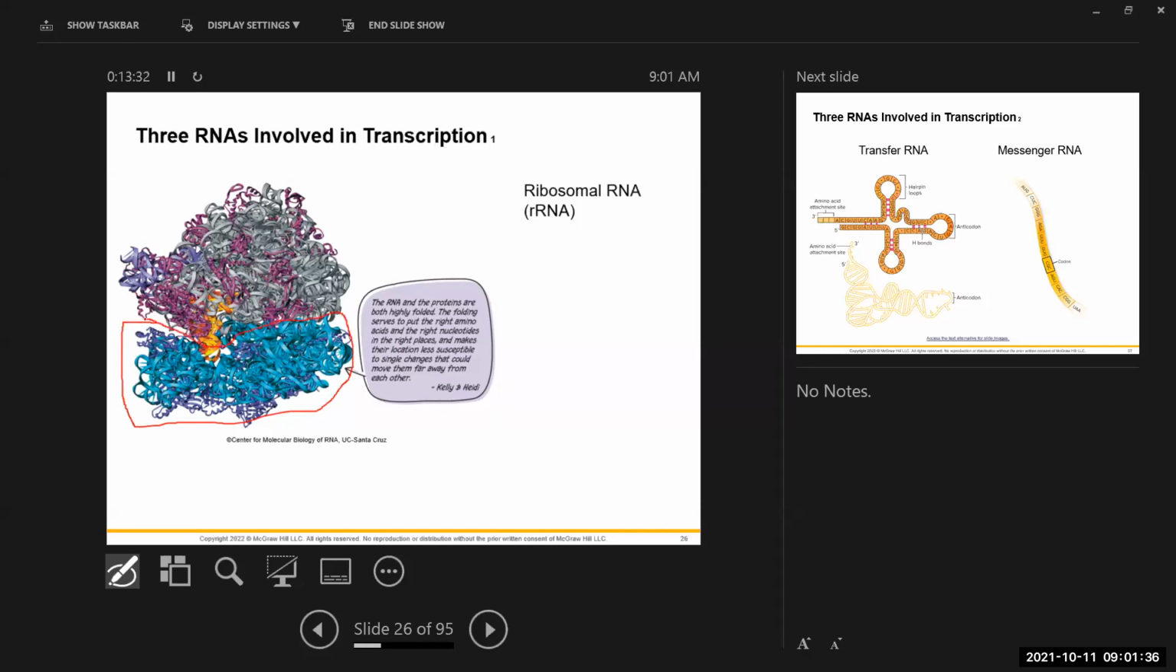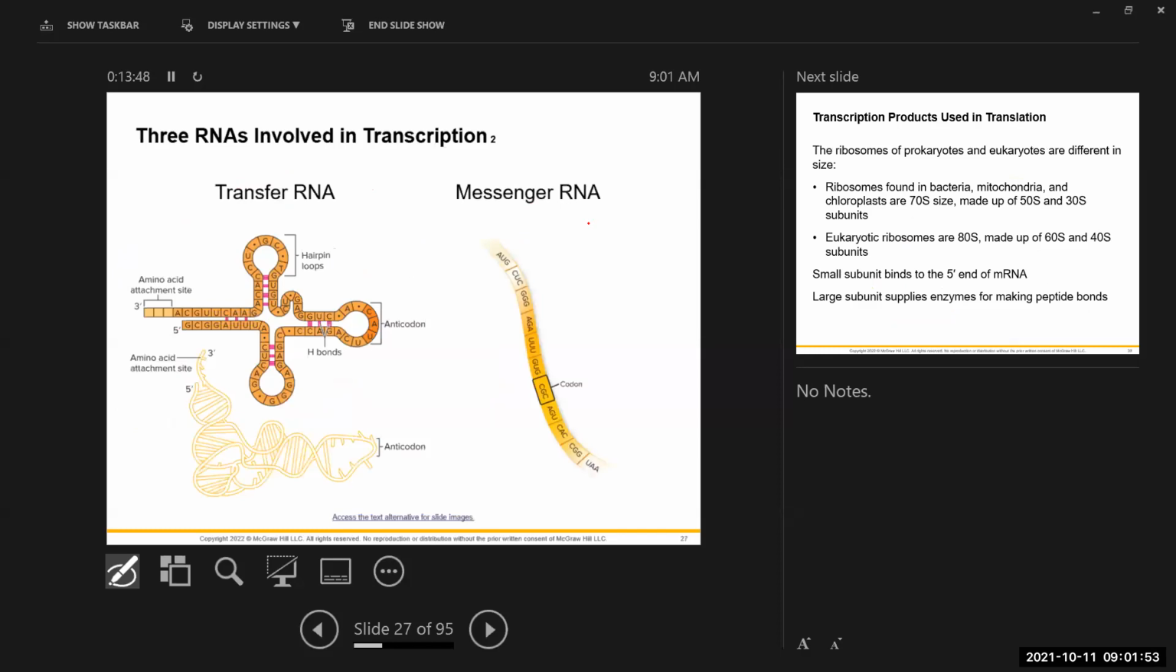That's your small ribosomal subunit. And this up here is your large ribosomal subunit. This consists of proteins and ribosomal RNAs. Amino acids are ferried to the ribosome by transfer RNAs.